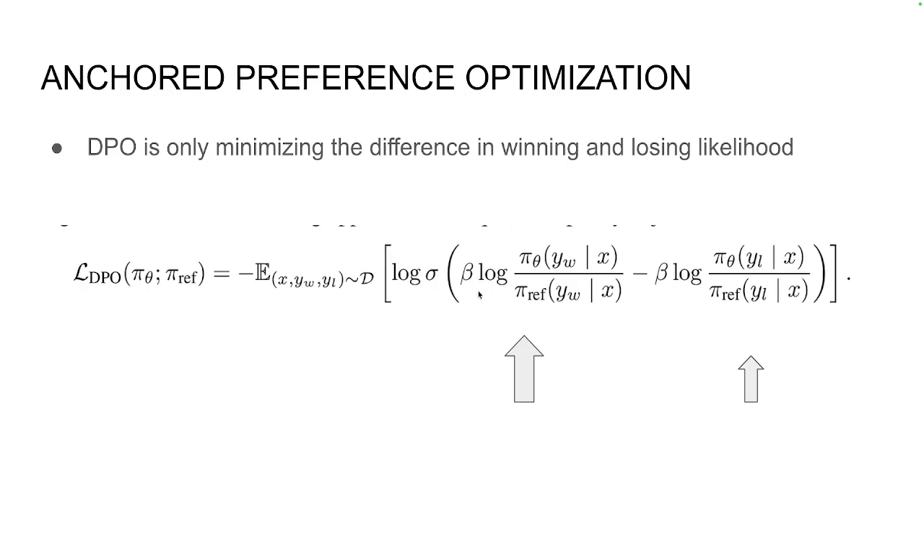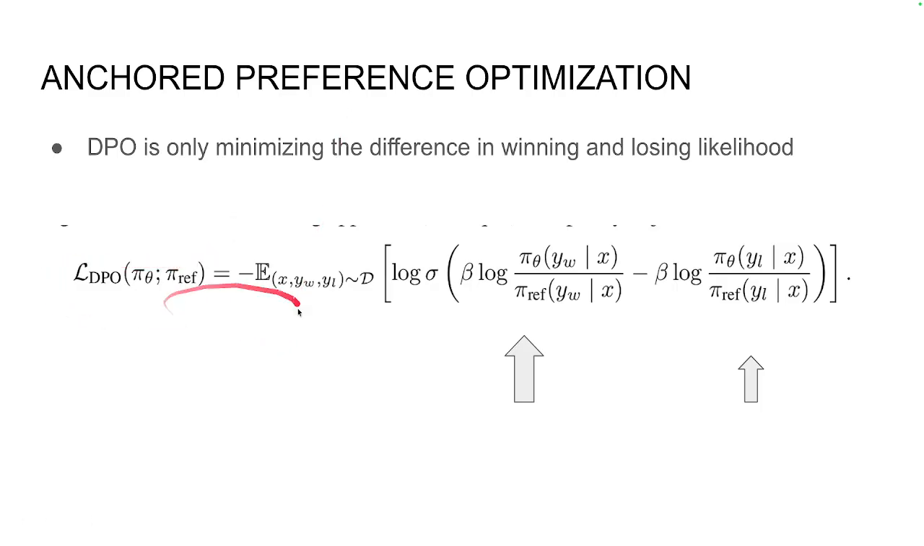Okay, now let's start talking about another form of direct preference optimization, which is called anchored preference optimization. At least I know Hugging Face has shifted to APO instead of direct preference optimization.